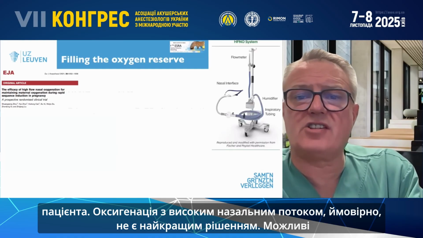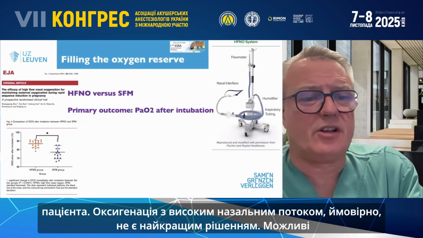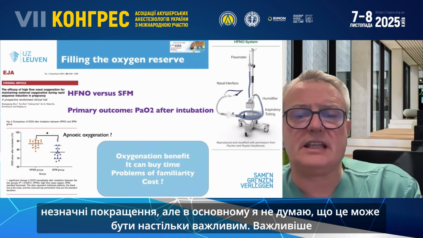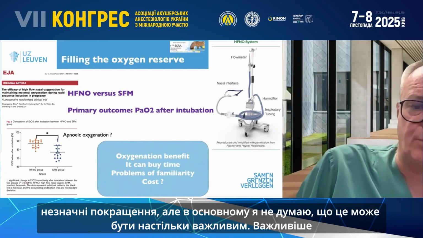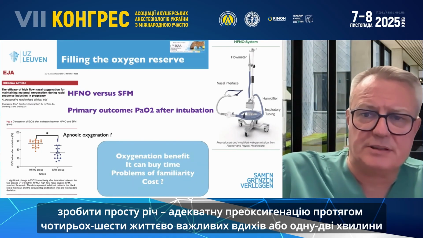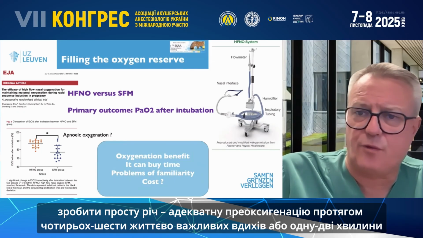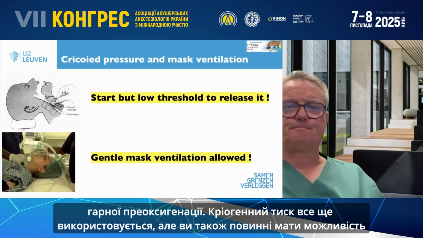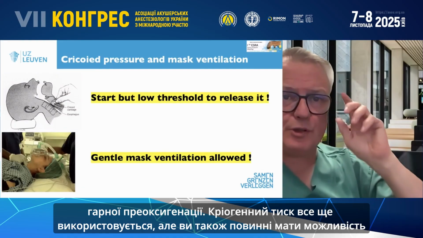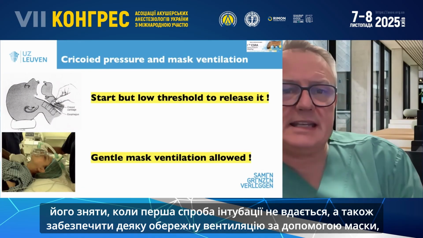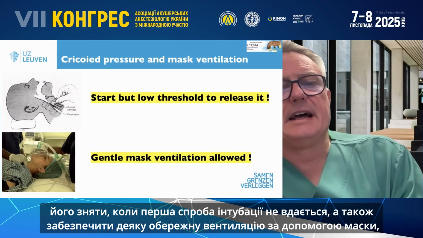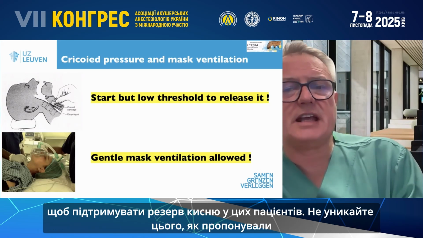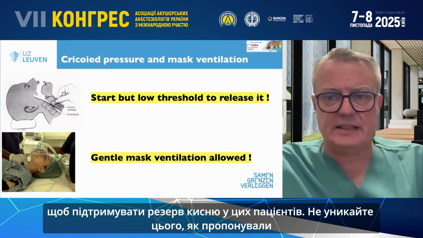High nasal flow oxygenation is probably not the thing forward. There might be slight improvements, but basically I don't think it can be so important. More important is do the simple thing of adequate pre-oxygenation for 4 or 6 vital breaths or 1 or 2 minutes of good pre-oxygenation. Cricoid pressure is still used, but you should also be able to release it when the first intubation attempt fails, and also give some gentle mask ventilation to maintain oxygen reserve in these patients.